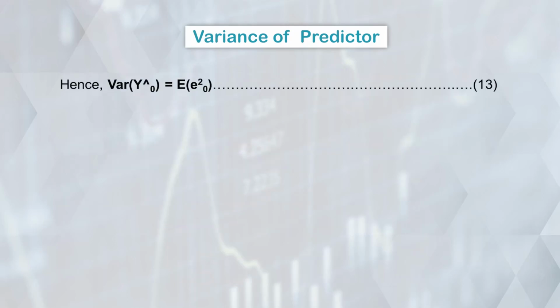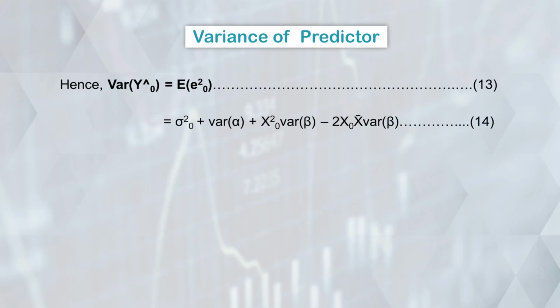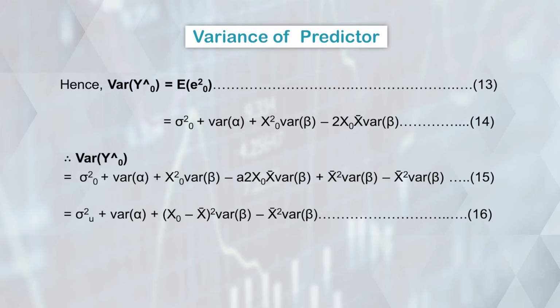Based on equation number 12, we can now go for the final expression of the variance of y0 hat, which is repeated here as equation number 13. From 13, we put in this entire expression, written as equation number 14, and finally we get the variance as sigma square u plus variance of alpha plus (x0 minus x bar) whole square into variance of beta minus x bar square variance of beta. That is the final step, equation number 16.